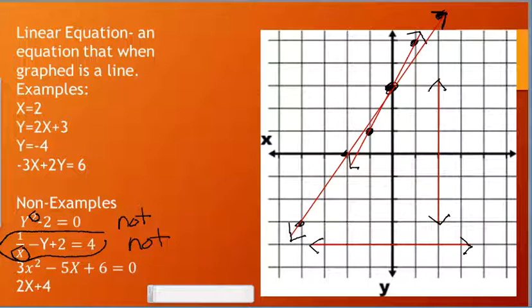Okay, when we look at the next one, 3x to the second power minus 5x plus 6, we can see that this power is 2. So the x has been raised to the power of 2. So that means this is not a linear equation. And then the last one, 2 times x plus 4. The reason that this is not a linear equation is because it's not even an equation. It doesn't have an equal sign. This is just an expression.